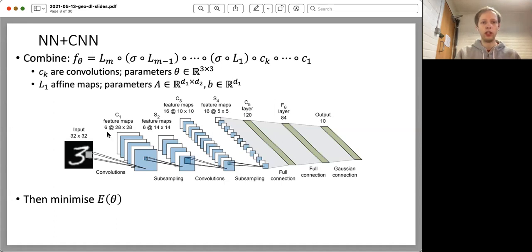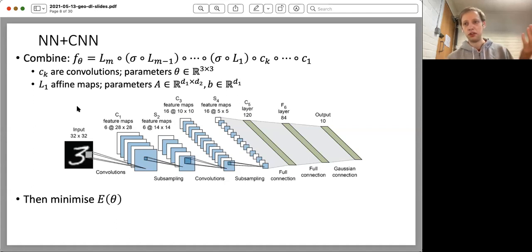So one example you see here in this picture, it has two convolution layers. Let's ignore what subsampling is. And three fully connected layers. Gaussian connection also means fully connected. And that was the thing that made these convolutional neural networks popular. That's the architecture from the original publication of Yann LeCun.